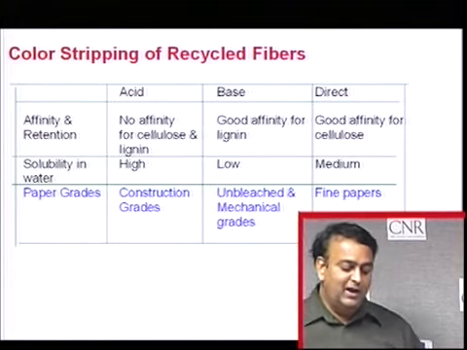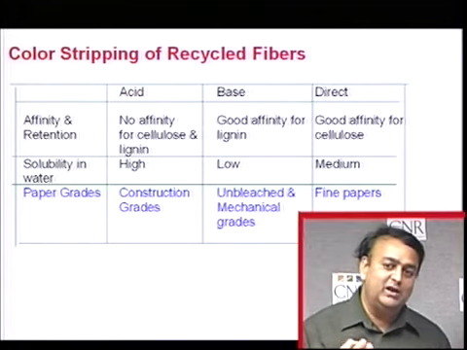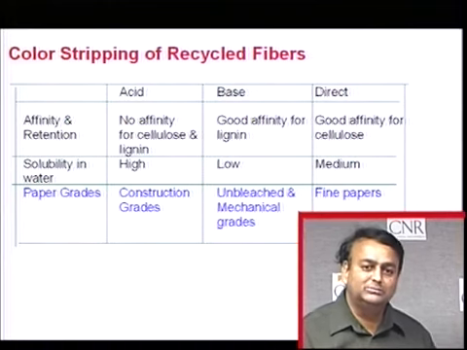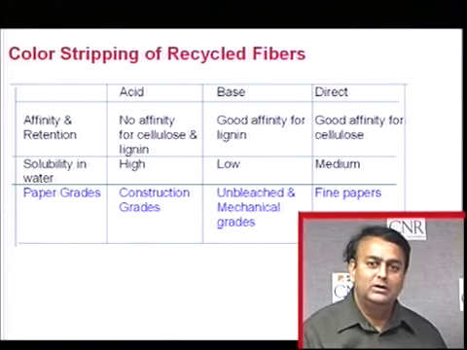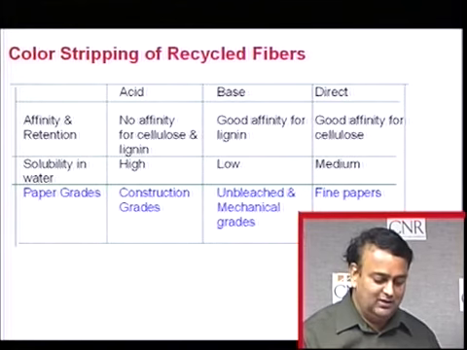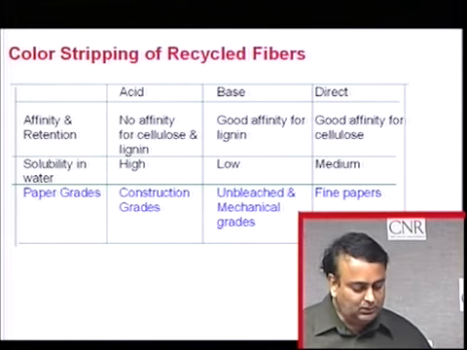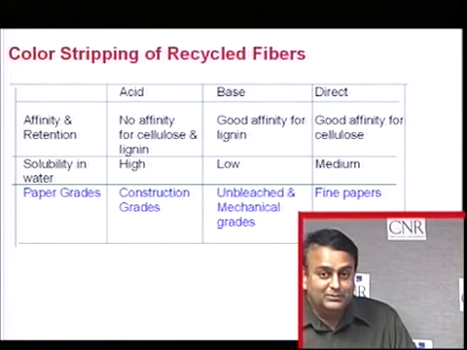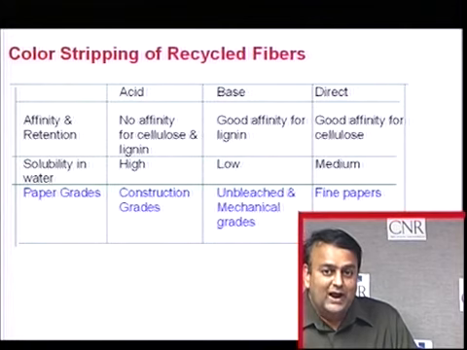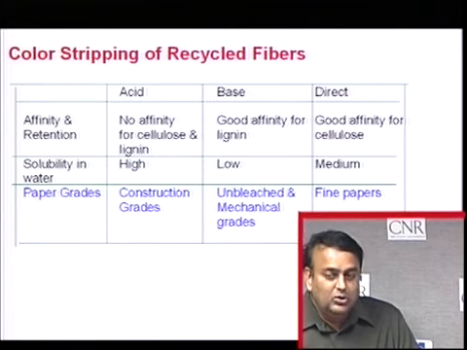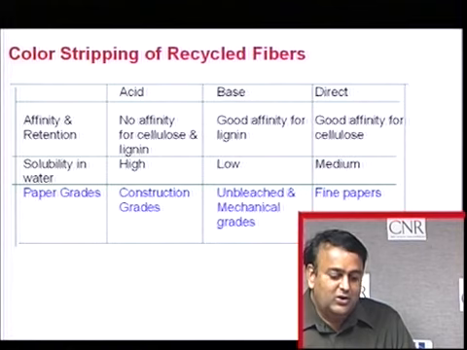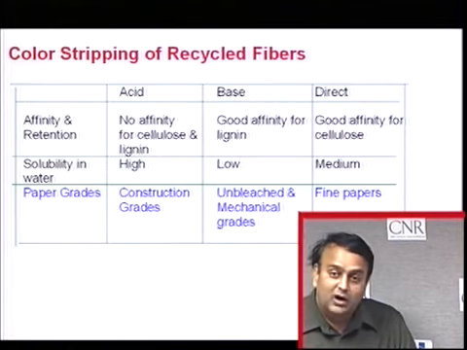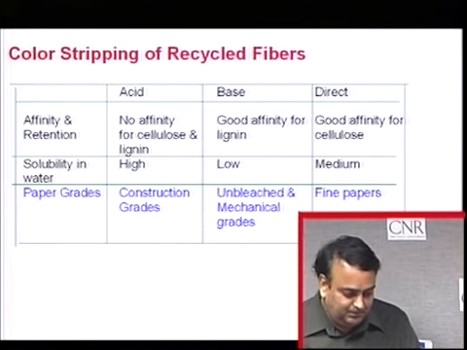The reason you use a basic dye is it has got good affinity for lignin, and in your mechanical pulp, when you make newsprint, you have a very high amount of lignin, so lignin naturally takes the basic dyes. In the case of chemical pulp, like fine papers, there you add dyes, you use direct dyes. It has got good affinity for cellulose and good, medium solubility with water.